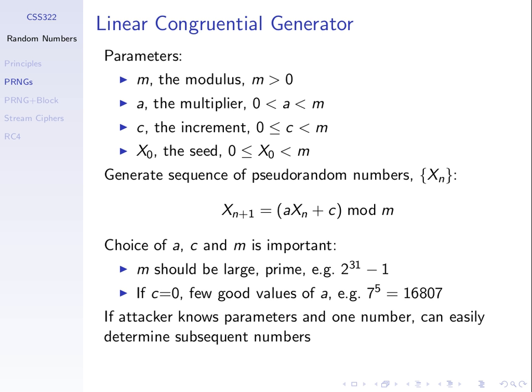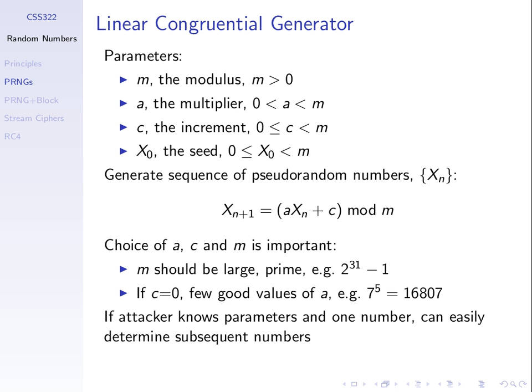But of course, if you know the parameters, you can predict the next value in the sequence. So if an attacker needs to work out what random number you're going to use, all they need to know is that you're using this generator and the parameters that you're using, and they'll be able to work out that if the previous random number was 25, the next random number will be 29.